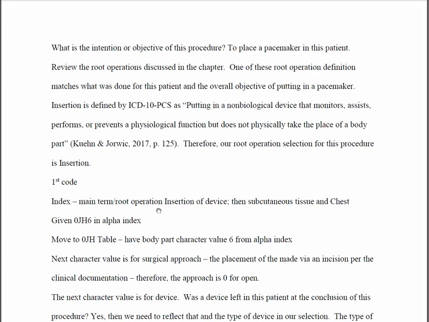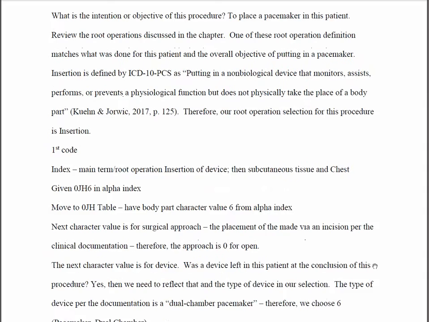We're going to index the main term of insertion, then we have of device in our alpha index, then the anatomy, subcutaneous tissue and chest. That was the first part that was placed in her body, that silver disc. We are then given 0JH6 in our alpha index. We move to the 0JH table. And once you're there, you want to verify and review that 6 is the correct body part value that you want to choose based on the options that you have at that table and your clinical documentation.